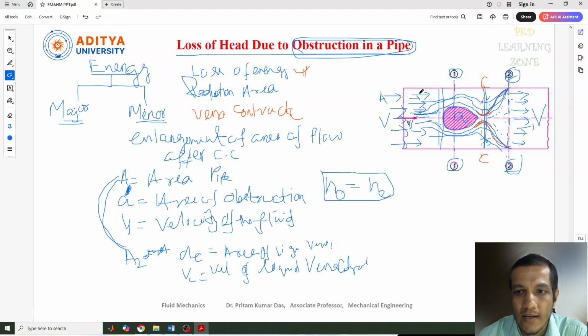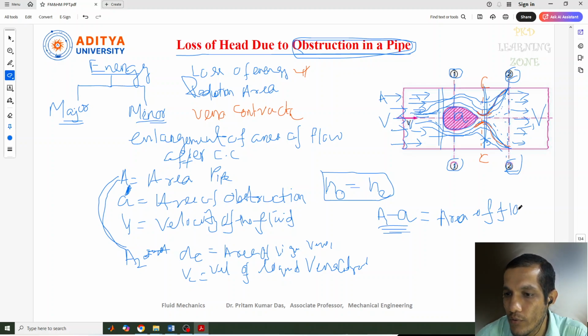Now one more thing is there. We have taken this area A and small a. If I want to write the liquid which is flowing from section 1 through this, we can write the area of flow apart from the obstruction. That is nothing but A minus a, because the total area is A, the area of the pipe, and small a is the area of the obstruction. If I subtract small a from the total area, I get A minus a, which is the area of flow of liquid or fluid at section 1.